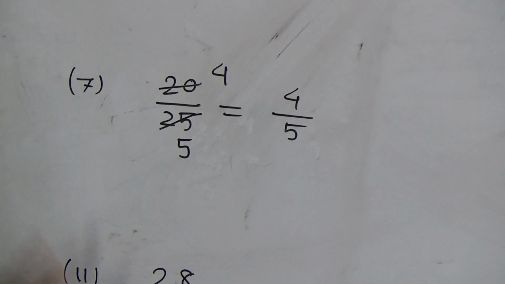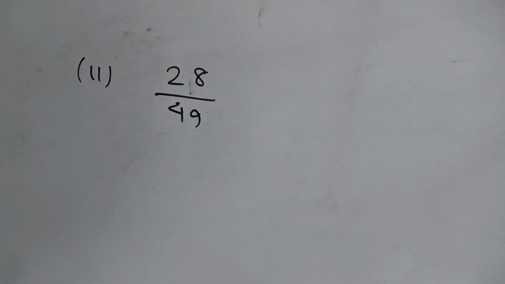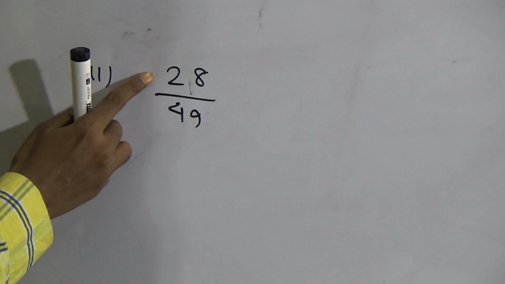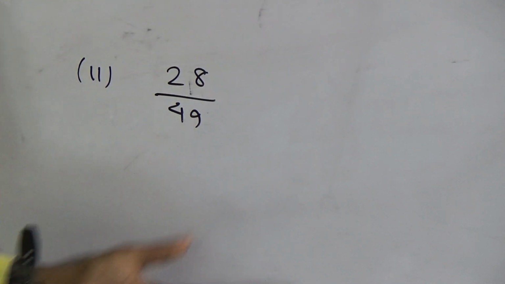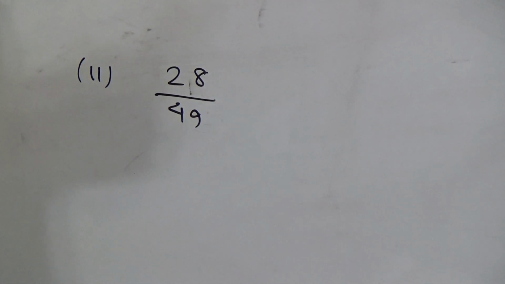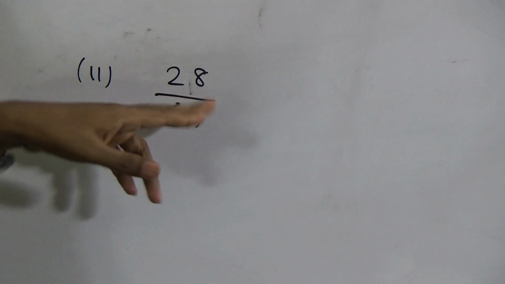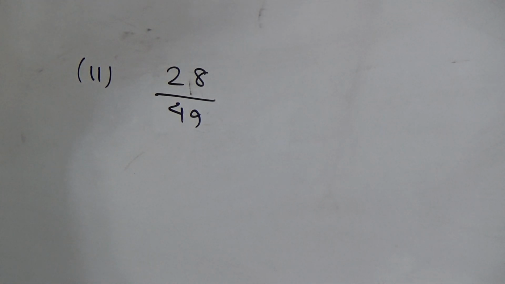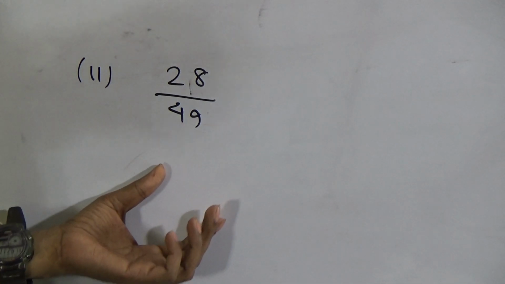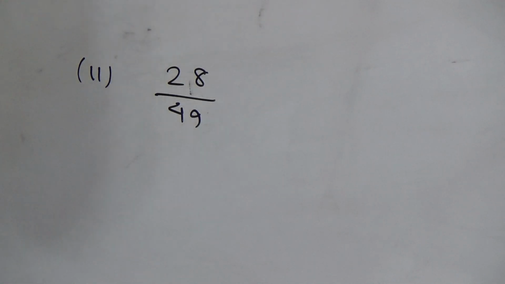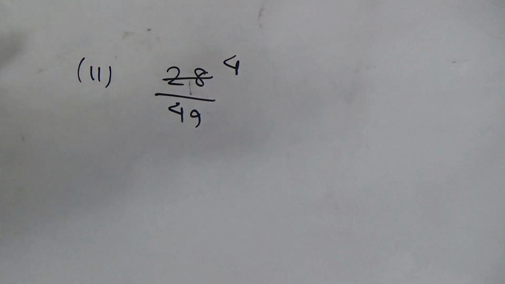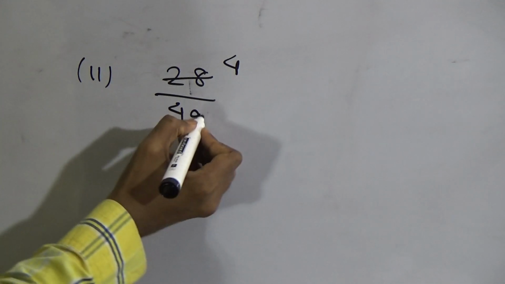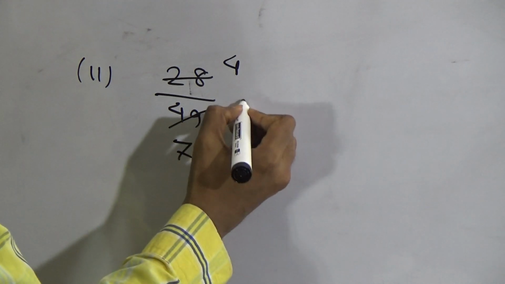Now see question number 11. 28 and 49. Which one is the common factor between 28 and 49? We can divide 28 by 7 because 7 fours are 28. Similarly, we can divide 49 by 7. Divide 28 by 7, then you get 4, because 4 sevens are 28. Similarly, divide 49 by 7; 7 sevens are 49.